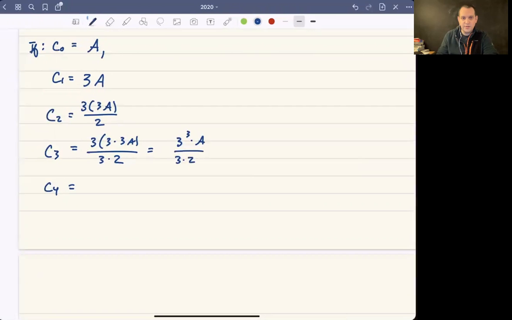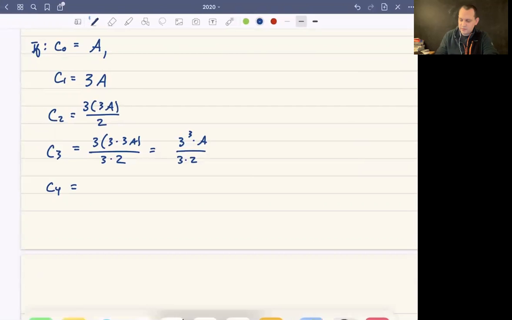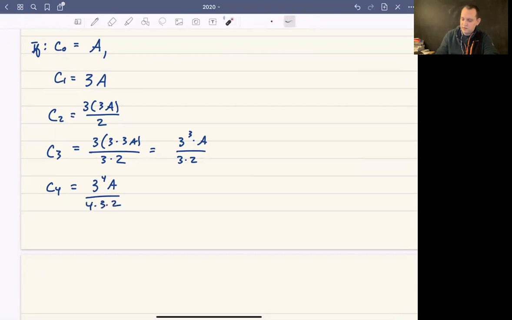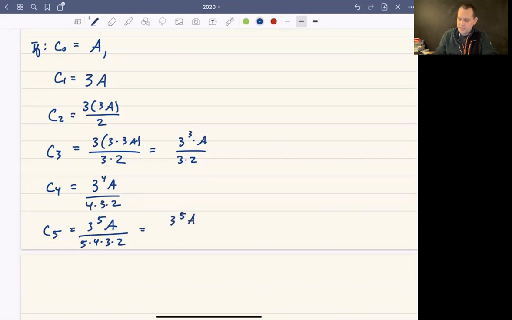And then C4 is going to be 3 times the previous value. So that's going to be 3 to the 4 times a divided by 4. The previous value here is this quantity, except it's 3 cubed. So we multiply by 3 and then we divide by 4. And then just one more term, C5. It's going to turn out to be 3 to the 5th times a over 5 times 4 times 3 times 2. And of course, this is 3 to the 5th times a over 5 factorial.